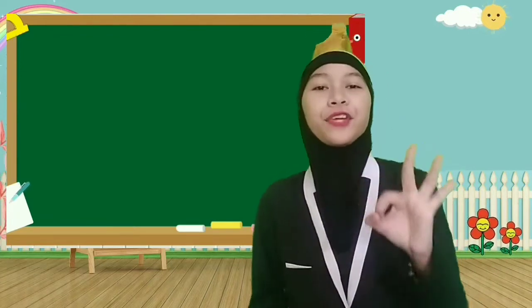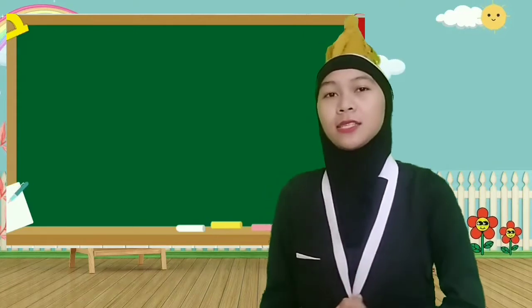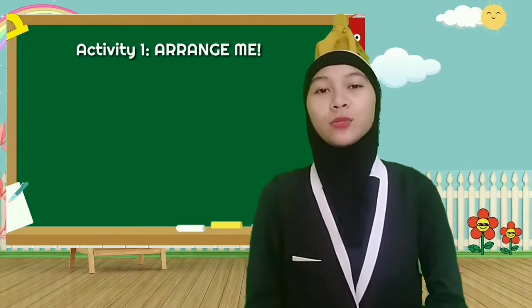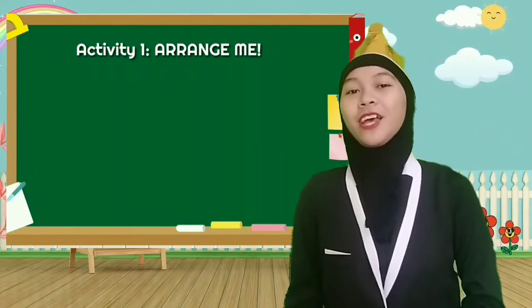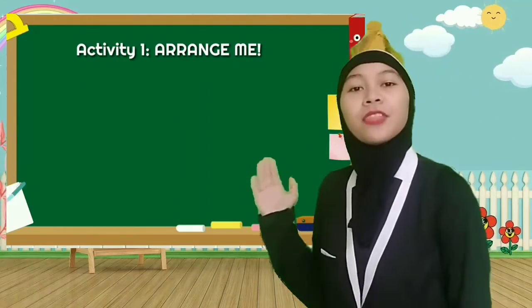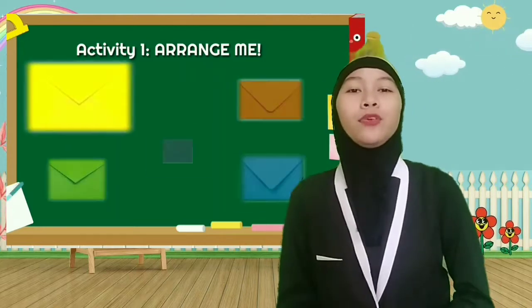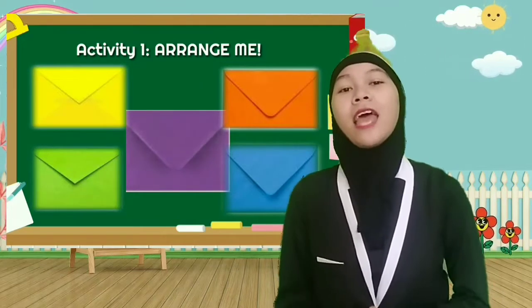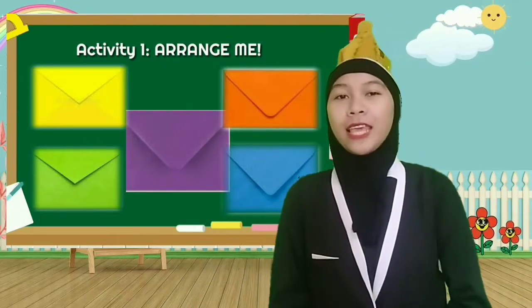We will have 3 group activities and 2 individual activities. So, let's proceed first to our first activity entitled Arrange Me. From the title itself, it means you are going to arrange something in order. How? Earlier, when you were not around, I placed an envelope inside the classroom. I want you to look for the envelope.